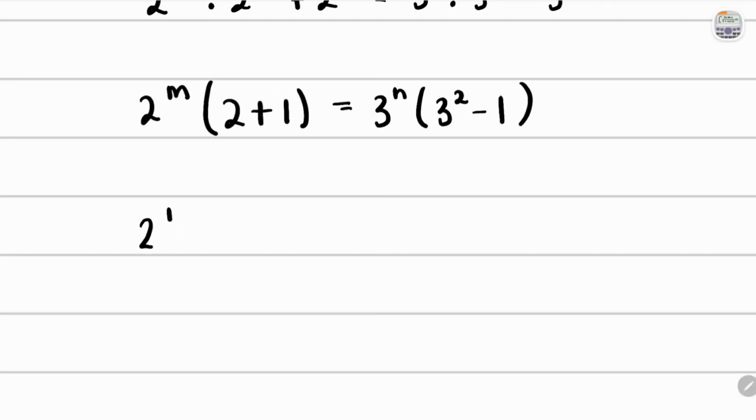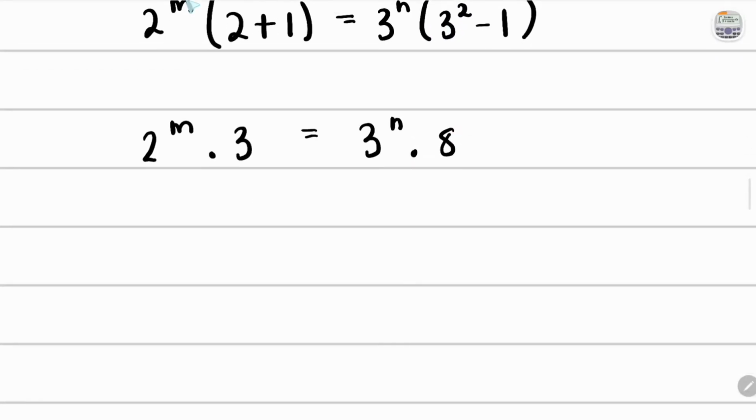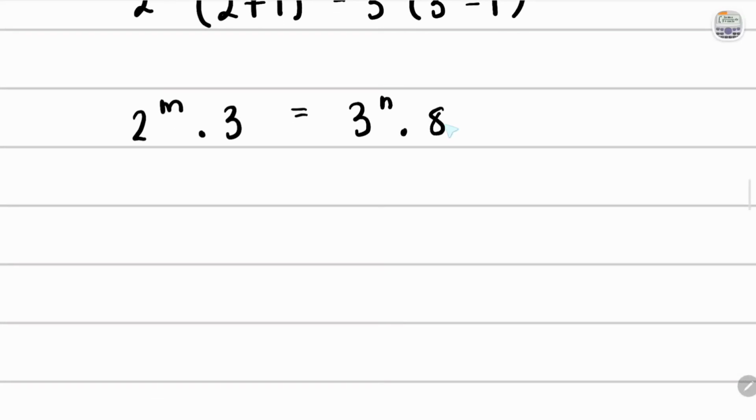So it's 2 to the power of m multiplied by, and we can just say multiply now, by 3 is equal to 3 to the power of n multiplied by 3 squared is 9 minus 1 is 8. Okay, so at this point, you see the flow of things. They're written as 2, 3, 3. So we can rewrite this as a prime base so that the base is a prime number. So that would look like this. 2 to the power of what gives you 8? That's 2 to the power of 3.